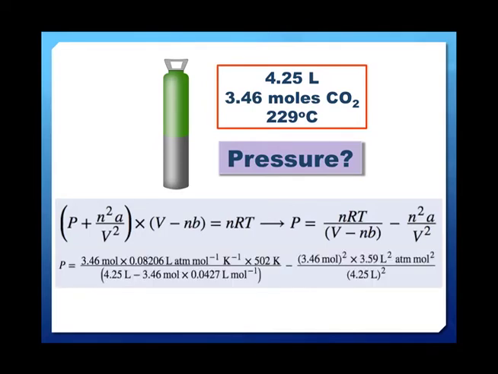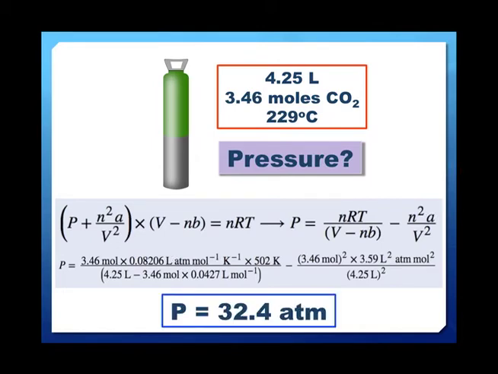Now, given the data we already have, as well as the two additional variables for the van der Waals equation that are specific to carbon dioxide, which we can get from a table of values, let's plug everything in. Doing all the arithmetic and being careful with our order of operations, we will get 32.4 atmospheres.